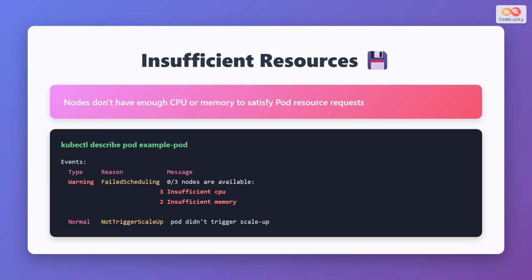The most common cause of pending pods is insufficient resources. This happens when no nodes in your cluster have enough CPU or memory to satisfy the pod's resource requests. When you describe a pending pod using kubectl describe pod, you'll see events showing messages like failed scheduling, with details such as 0 out of 3 nodes are available, 3 insufficient CPU, 2 insufficient memory. The scheduler tries to find a node that can accommodate your pod's resource requirements. But if all nodes are already heavily utilized, the pod will remain in a pending state until resources become available.